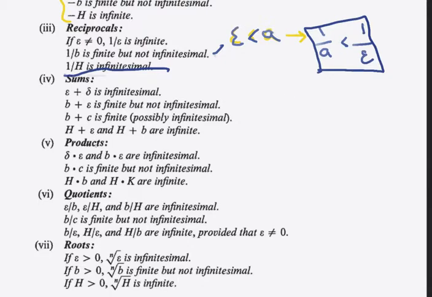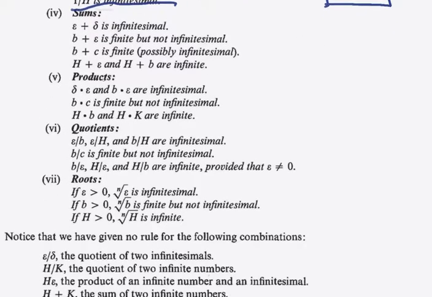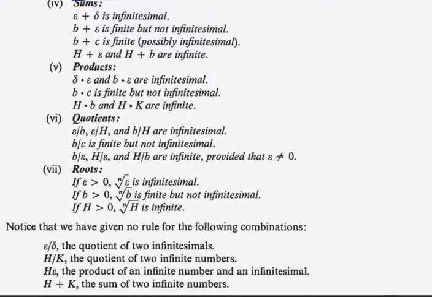Looking at sums, if I add two infinitesimal numbers, then it's still infinitesimal. If I add a finite to an infinitesimal, well, it still stays finite. It doesn't become an infinitesimal. Similarly, if I add two finite numbers, I'll still be finite.